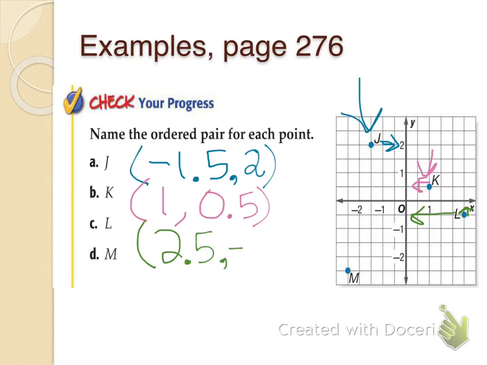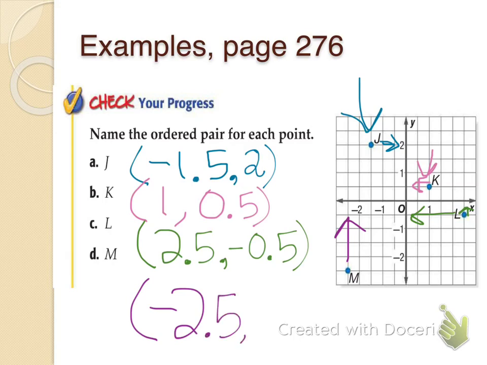Always separate these by a comma. And make sure you close your parentheses for your ordered pair. Alright, and M, our last one. For M, on our x-axis, we look up, that would be at -2.5. And for our y, we look over, and that would also be at -2.5. Alright, so for ordered pairs, we always have 2 numbers, and they're always separated by a comma.